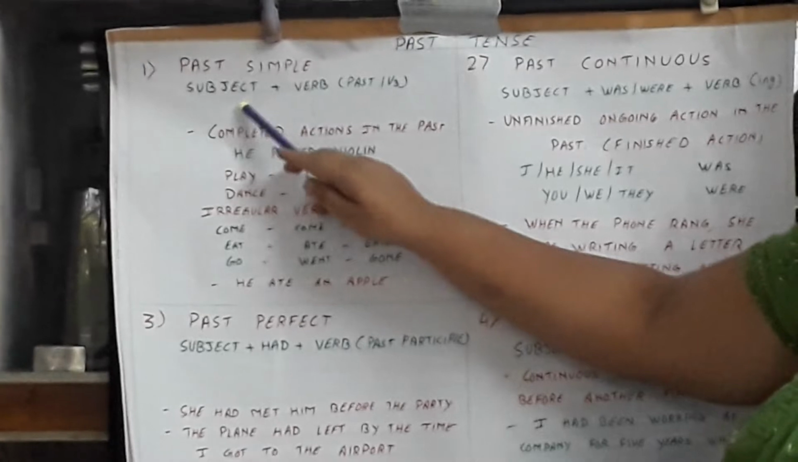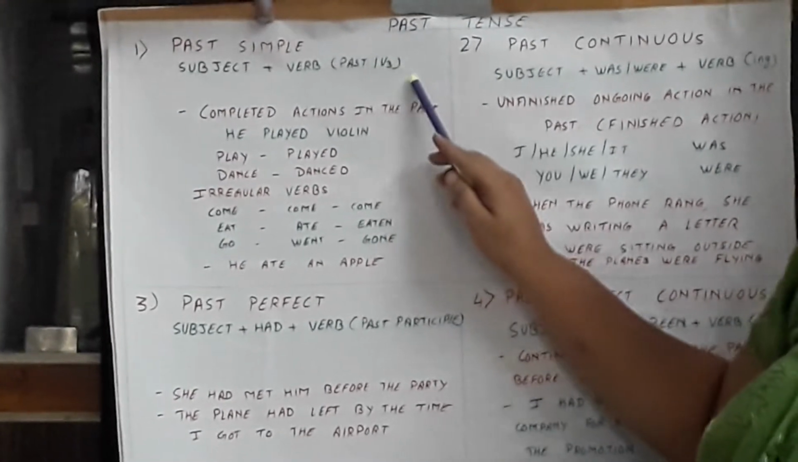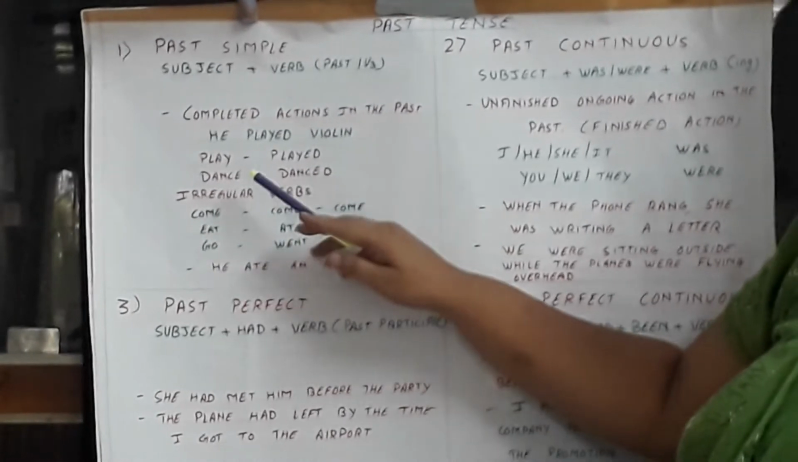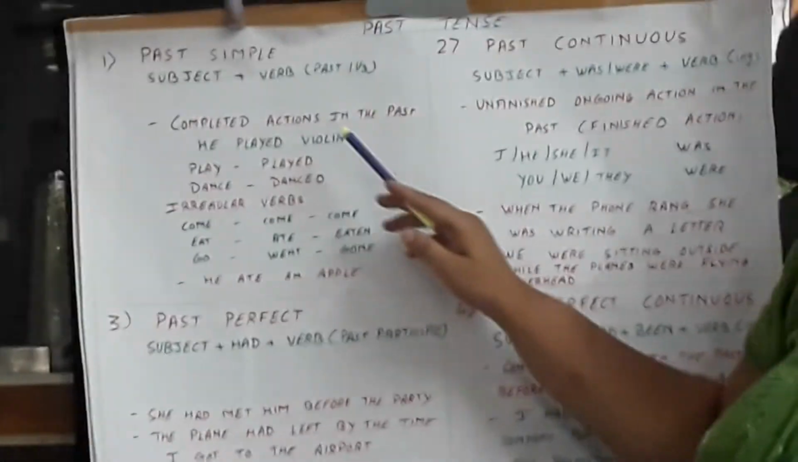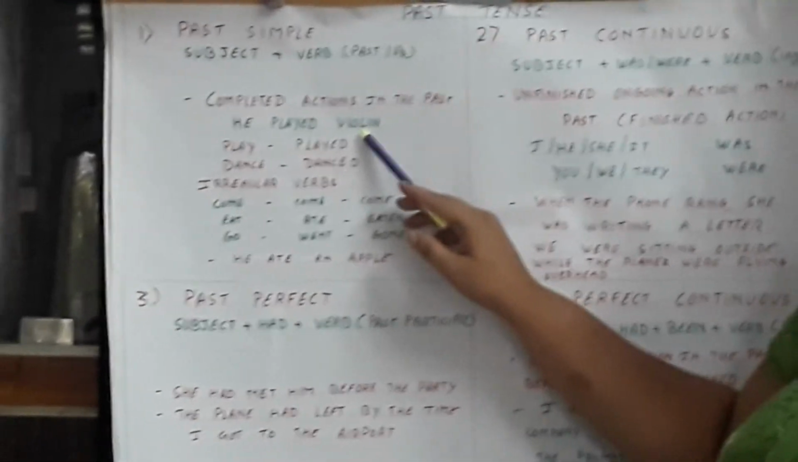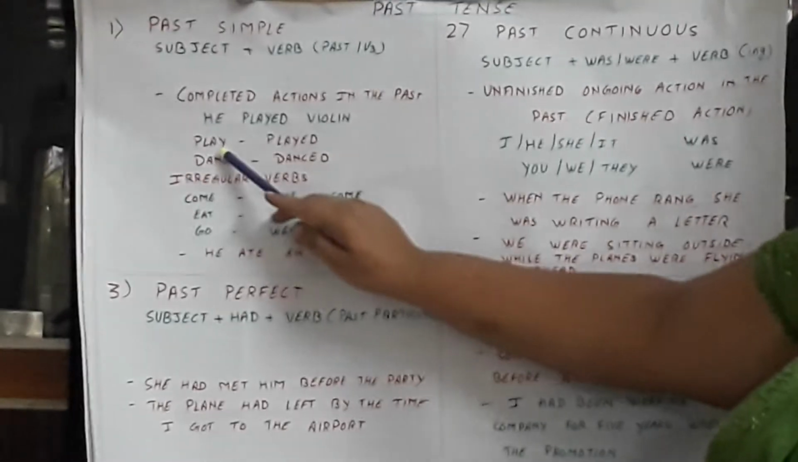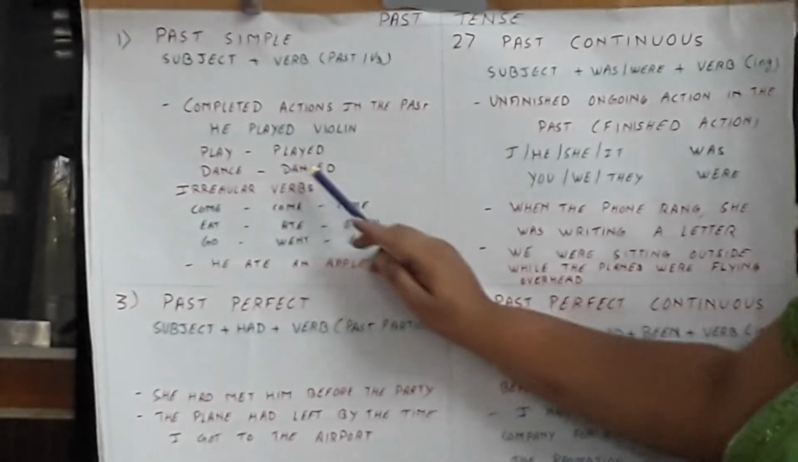The next tense is past tense. Now, the first tense in the past tense is simple past tense. The formula is subject plus verb, and in this verb we have to take the past form. We use past tense when the action is completed in the past. For example, he played violin. So the action has already been completed. Now, play becomes played, dance becomes danced.